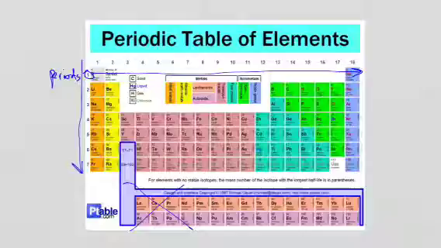Now, the other axis that we use to read the periodic table is the y-axis. Okay, the vertical, because these periods represent the horizontal, but the vertical columns on the periodic table are known as groups. Okay, so these are groups.